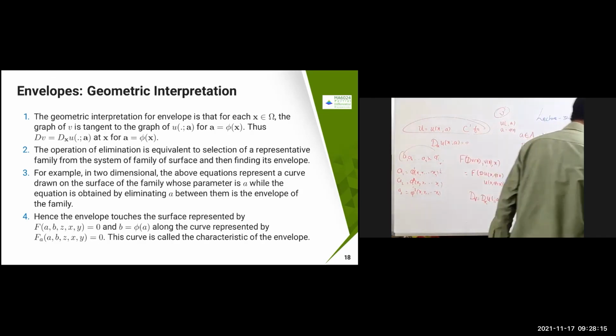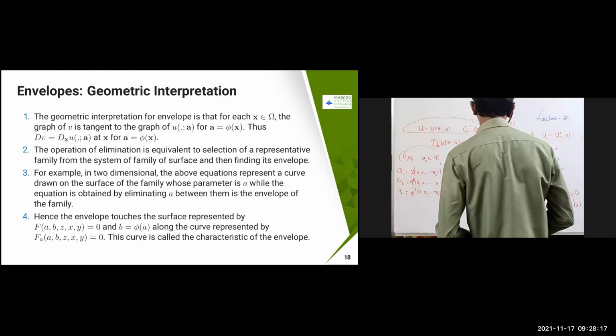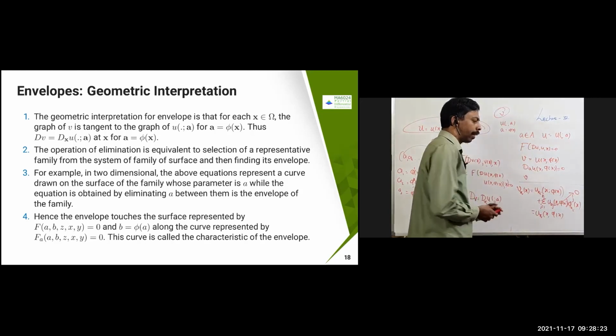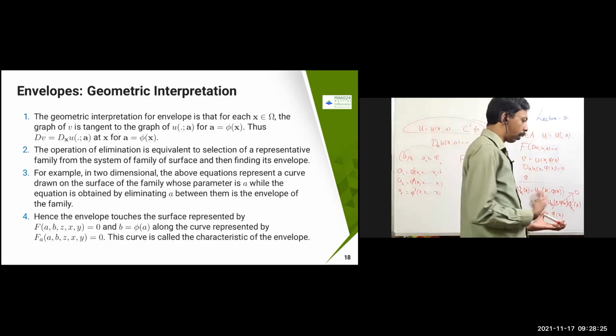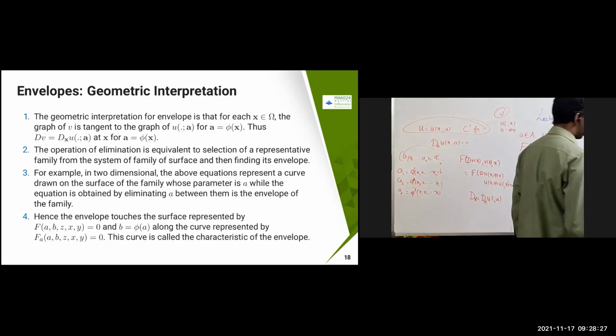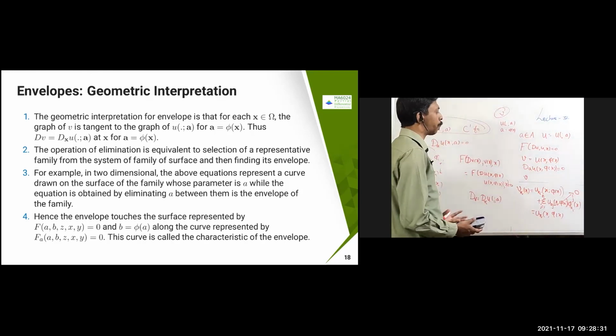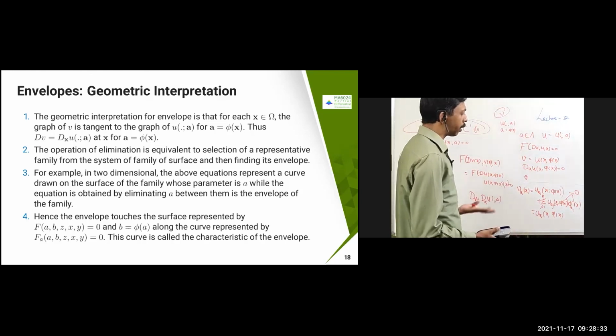So what we are doing is that we are trying to eliminate some constant, right? We are trying to eliminate the operation of elimination, which is the same as what we are trying to write, that we are trying to select a representative. We are trying to select a representative family from the system of family of surfaces.